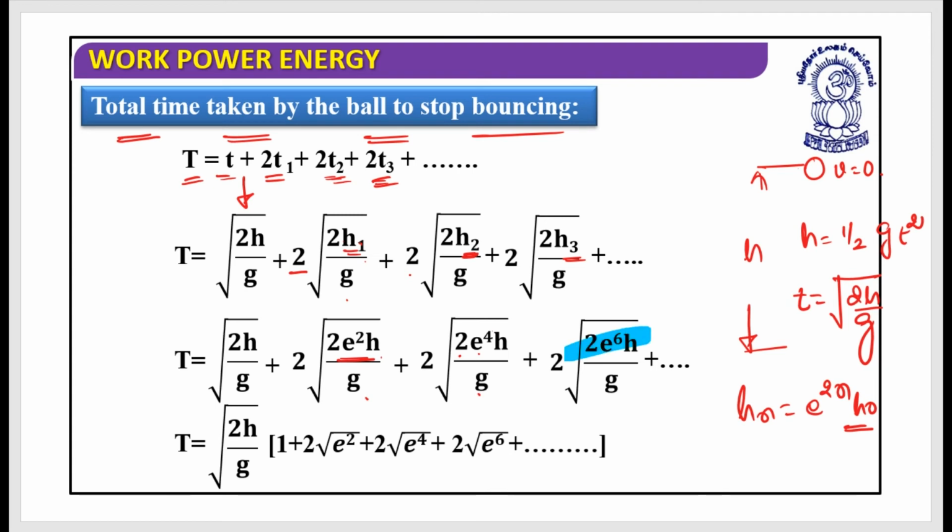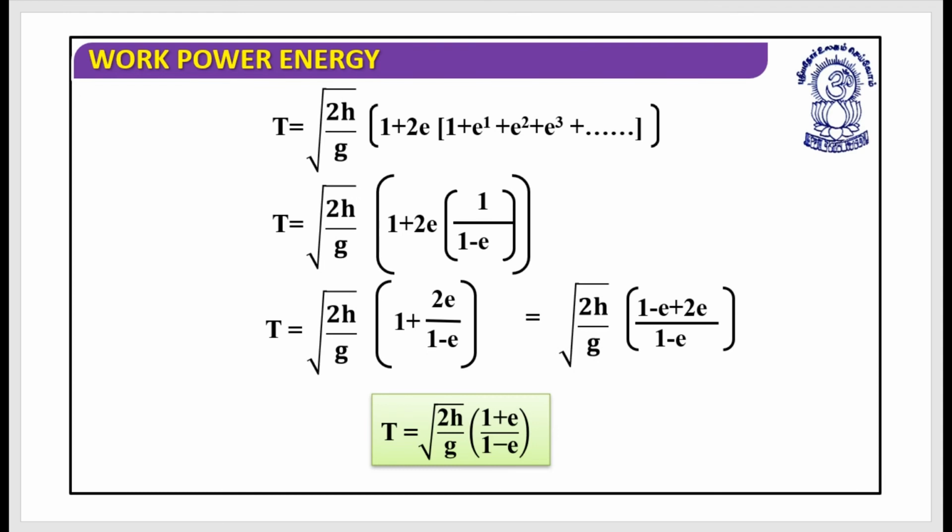The third bounce is 2 into e to the power 6 into h by g, and onwards. So when I do this, what I can have is root 2h by g as a constant, and in the bracket I am having this: 1 plus 2 under root of e square plus 2 under root of e4 plus 2 under root of e to the power 6, and something like this. So if I solve this, I am having t is equal to root of 2h by g into bracket this.